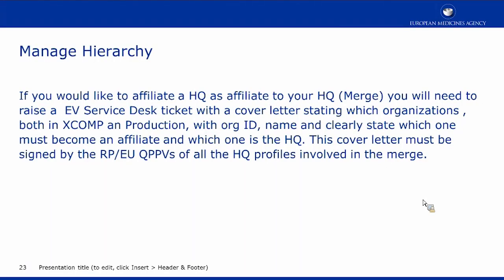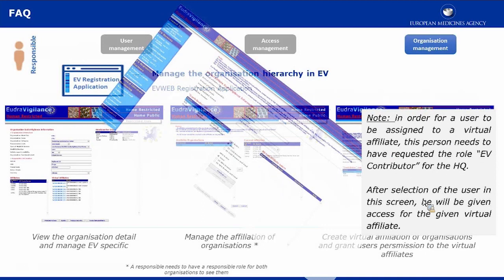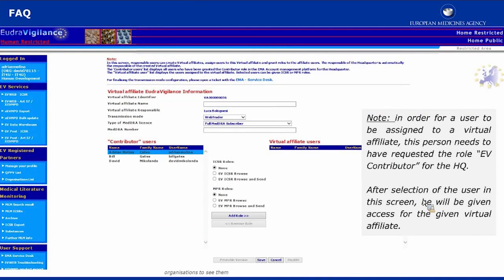So I think this should not be confusing. It's always been like this. The change is for virtual affiliates. So once you log into your EV restricted area for the headquarters, you have at the bottom of the page a button that says create virtual affiliate. If you do not have it, you can create it there.